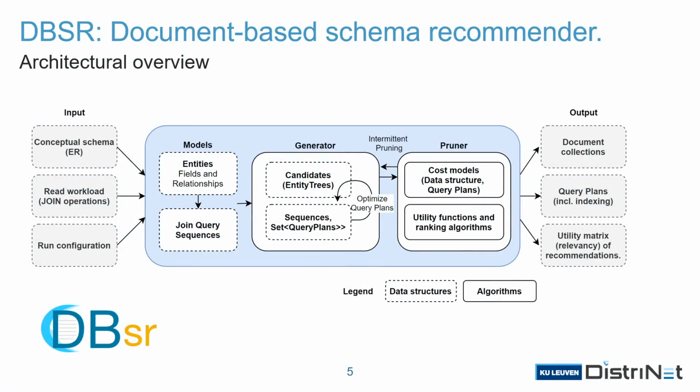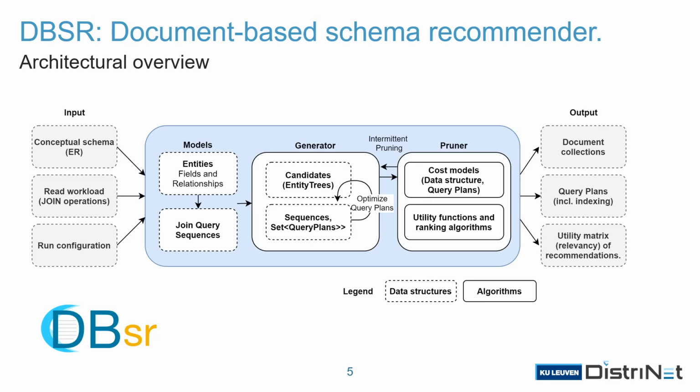Here is a brief architectural overview of the recommender. As an input, the recommender takes a conceptual data model schema of your application and a read workload as a set of join operations. The user can then also specify some run configurations, for example, limit the bounds of the solution, how deep the possible nesting is, or how long the recommender should run.